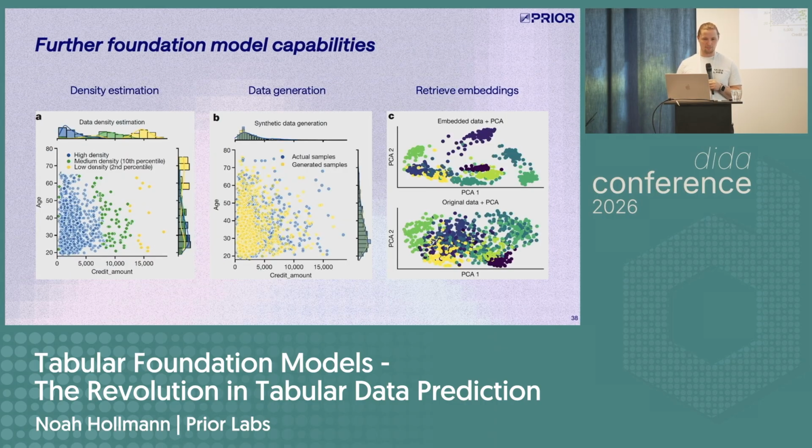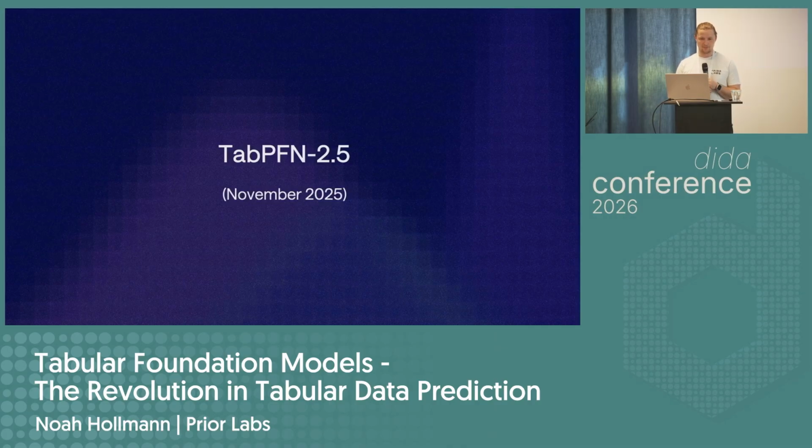We can also use the models and the uncertainty quantification to do things like data density estimation or outlier detection. We can generate synthetic data by using them in an autoregressive way, and they also have embeddings that you could use and extract for a different task that you would get in a single shot of the model. So this was TabPFN version 2.